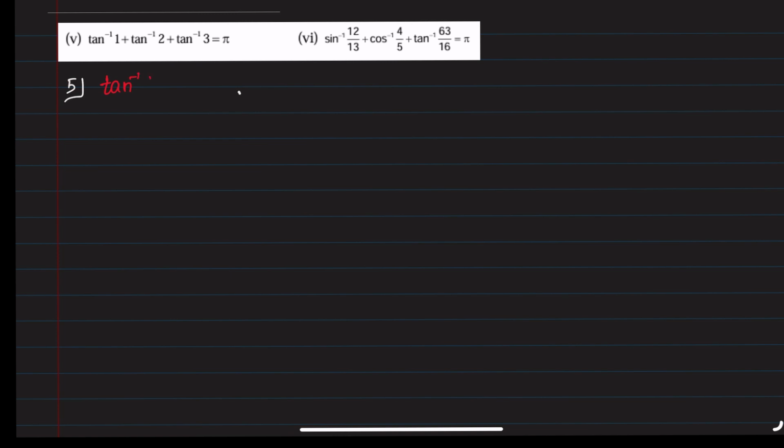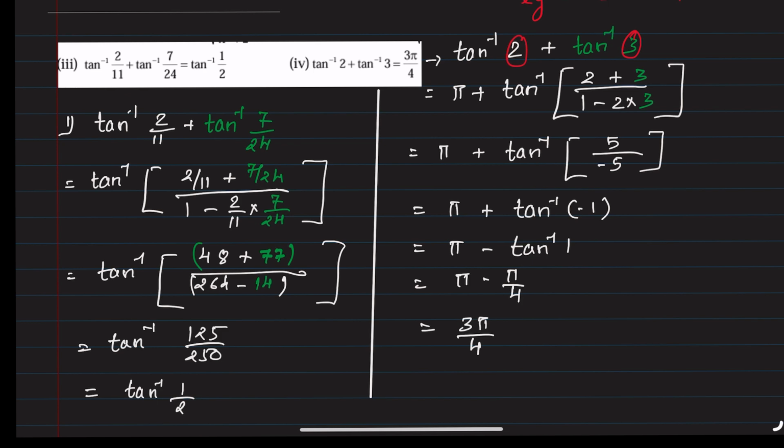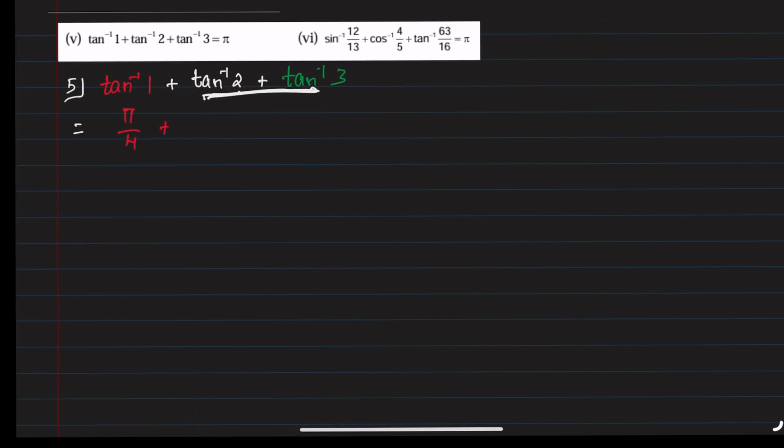Next, tan inverse 1 plus tan inverse 2 plus tan inverse 3. Tan inverse 1 is nothing but pi by 4, plus tan inverse 2 plus tan inverse 3, which is equal to 3 pi by 4. Pi by 4 plus 3 pi by 4 is pi.